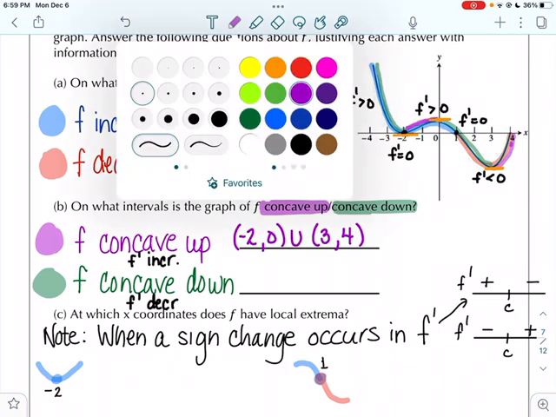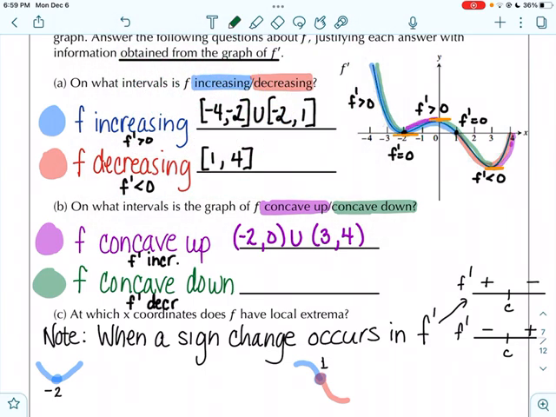So where the graph of f prime is increasing, the graph of f is concave down. Now let's look at f being concave down. Let me digress just a second. Where the graph of f is concave up, f prime is increasing. Now I'm going to look where f is concave down, and that will be where f prime is decreasing.